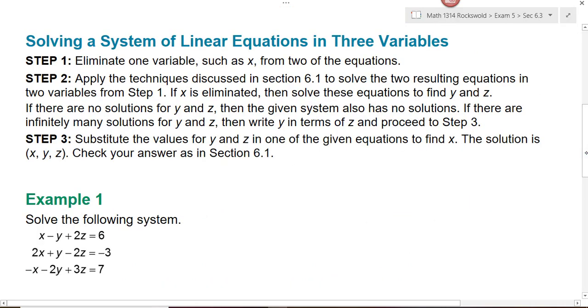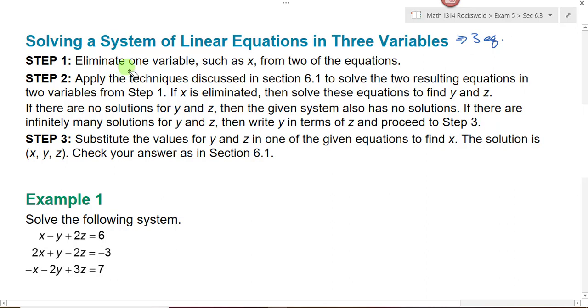When we're solving a system of linear equations in three variables, our first step will be to eliminate one of the variables, such as x, from two of the equations. Remember, I told you in section 6.1 that when you're solving a system of equations, the number of equations has to be equal to the number of variables. So if we're looking at three variables here, that means that we need a minimum of three equations in order to solve this system of equations.